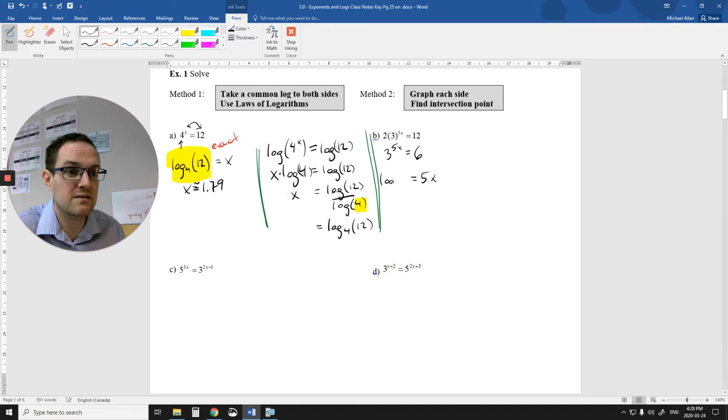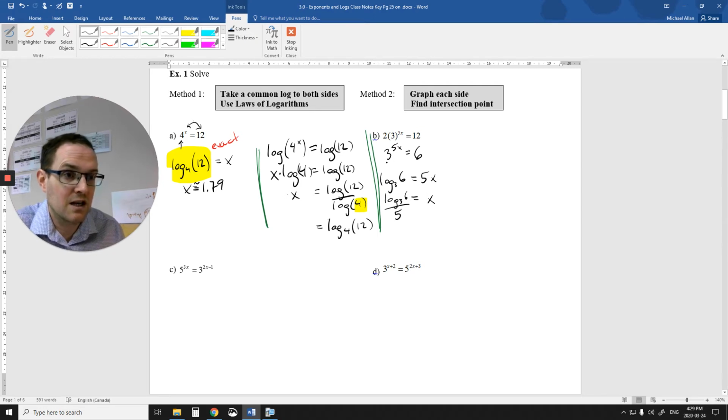So this is log base 3, because of the 3 here, of 6 is equal to 5x. And then I'm going to solve for x here. I'm just going to divide that 5 over to the other side. Log base 3 of 6, divided by 5. And there's my exact answer. It looks pretty good. I'm okay with that answer.